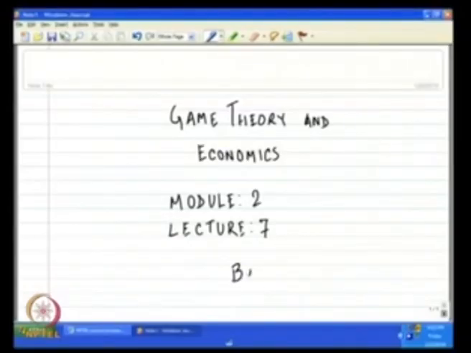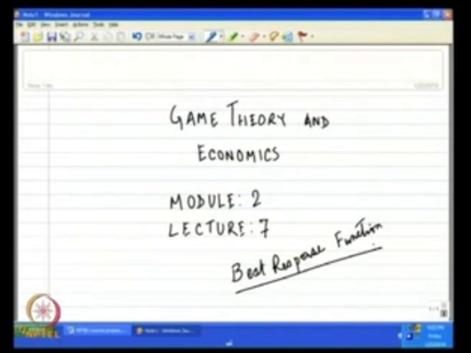What we shall do today is to introduce another concept of game theory, which is extremely useful in finding the Nash equilibria, and this concept is called best response function. The reason for introducing this idea of best response function is that in many cases it may happen that the number of actions that each player can take is quite substantial. It's a large number of actions, and it may even happen that the number of actions is infinite.